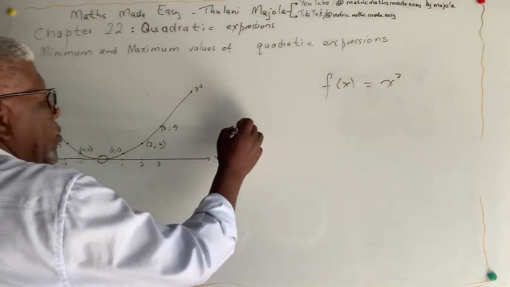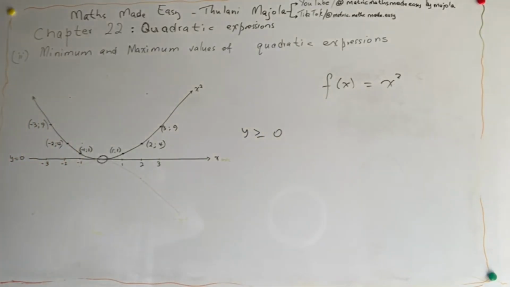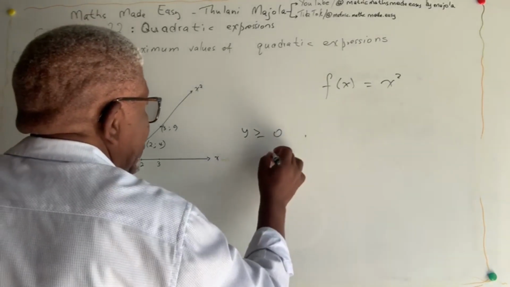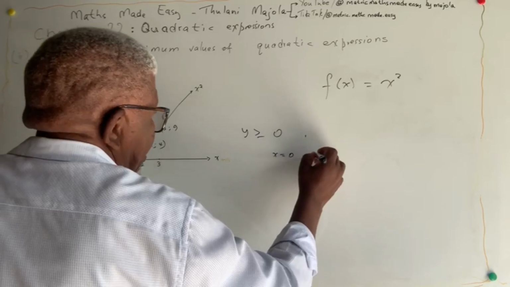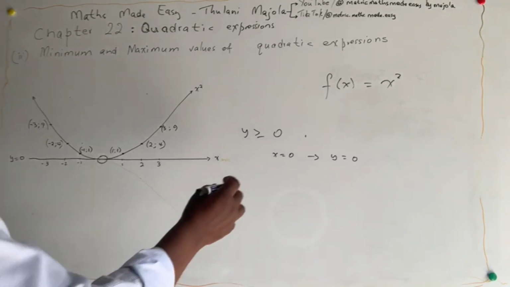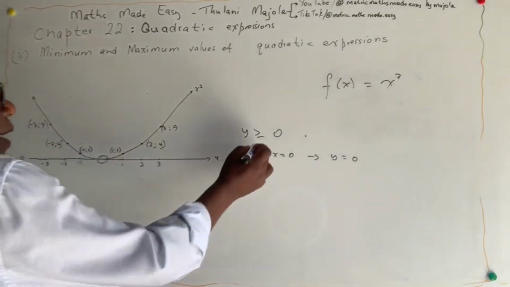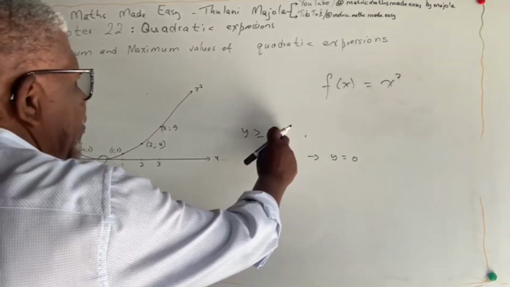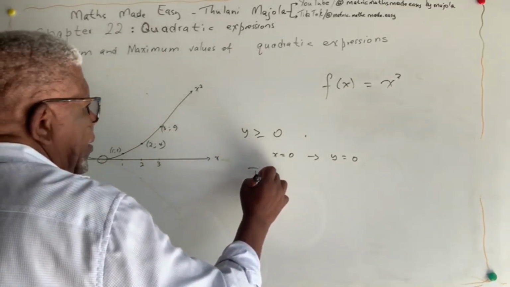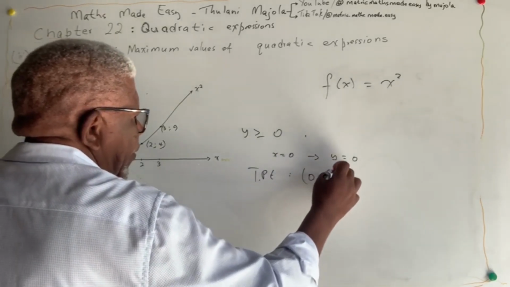So we said also that your y is always greater than or equal to 0. That is, when x is equal to 0, your y is 0. We learned that this 0 is actually the minimum point. That's why y is greater than or equal to 0. It's also the turning point of the graph. So our turning point is when x is equal to 0 and y is equal to 0.